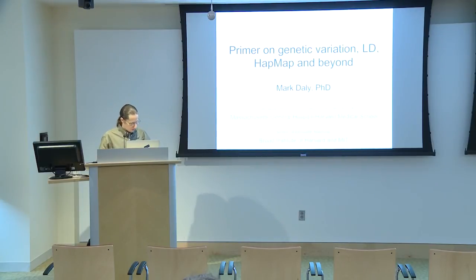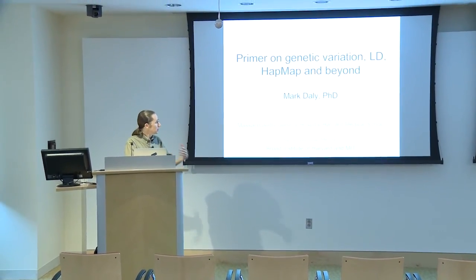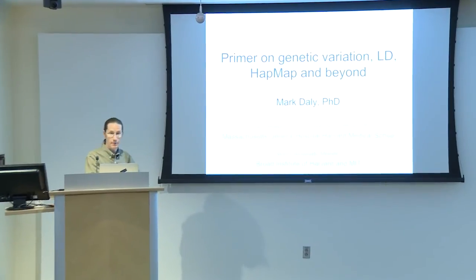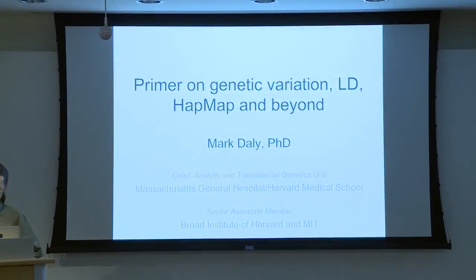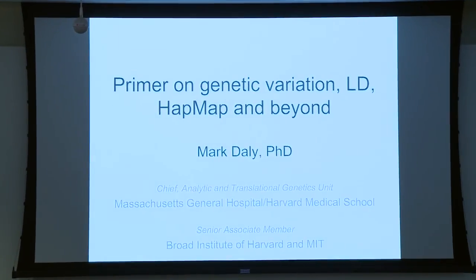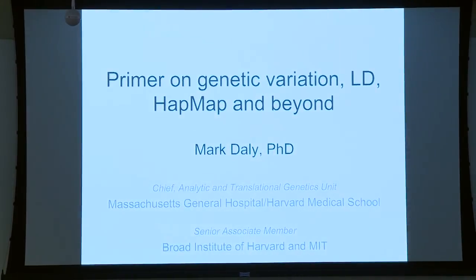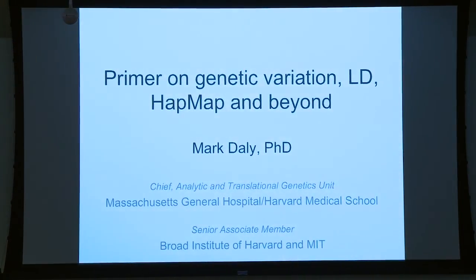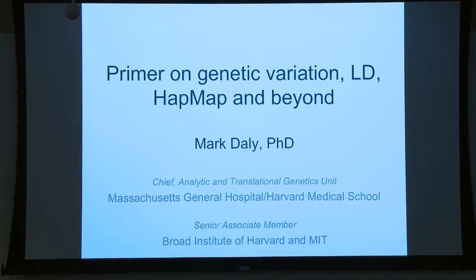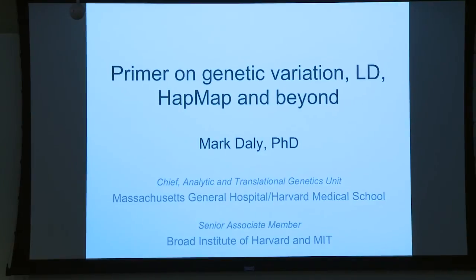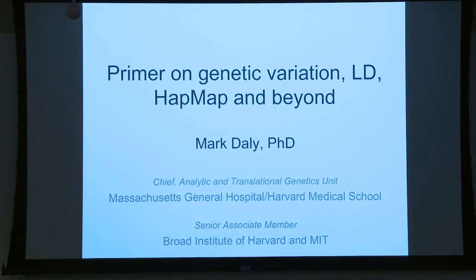So I'm going to give a primer today on the basics of genetic variation and especially focusing on linkage disequilibrium and the history of the HapMap project. And if you don't know what the HapMap project is, hopefully you will by the end of this. This is, really now, work that took place roughly 10 years ago. But it's foundational to everything that we do with genome-wide association studies and beyond today.